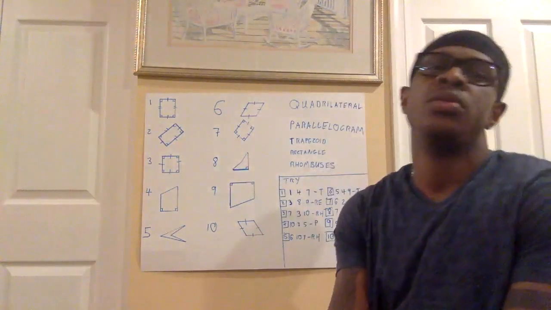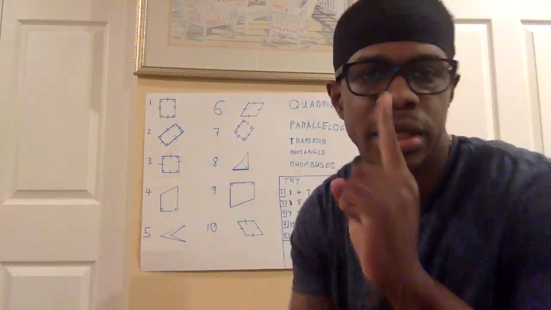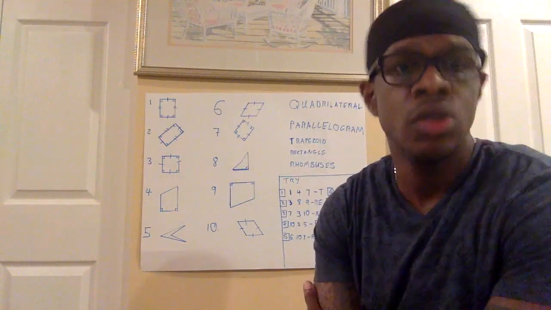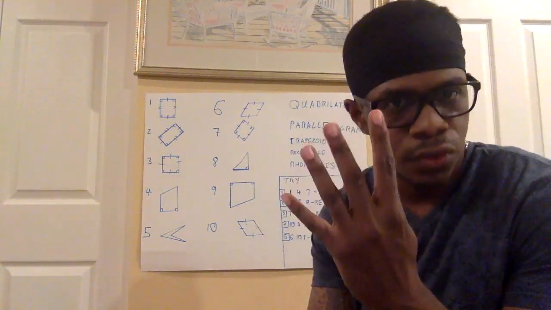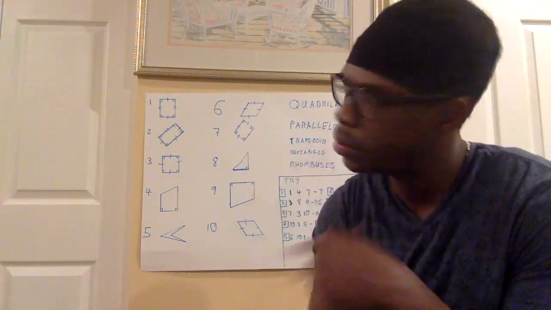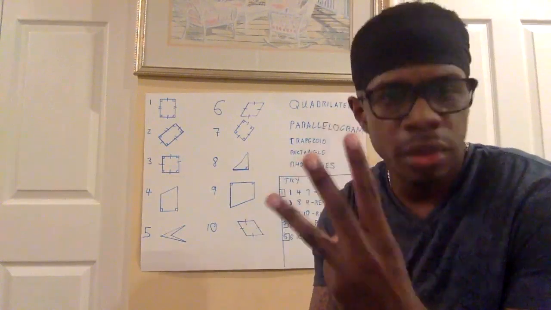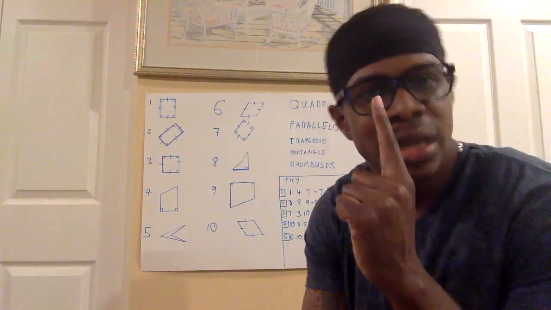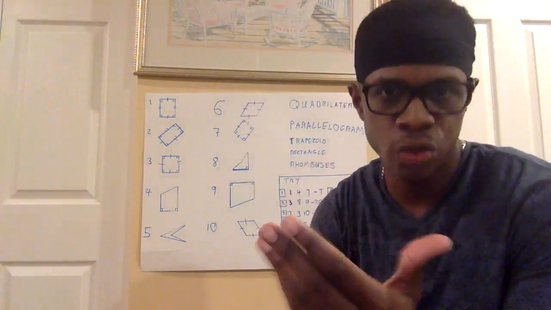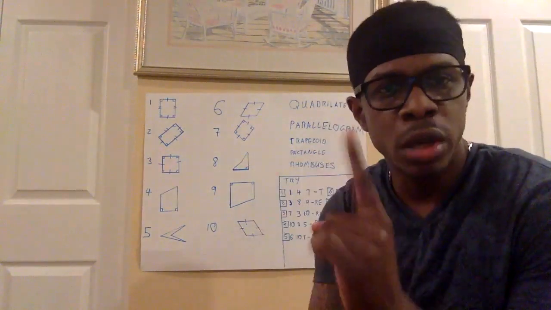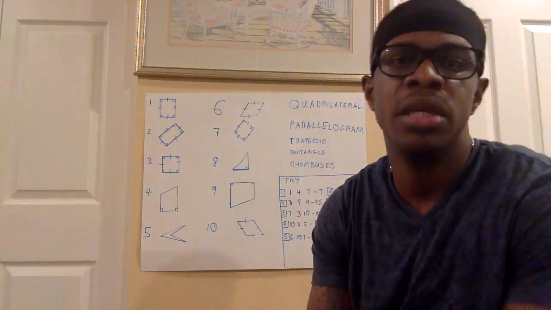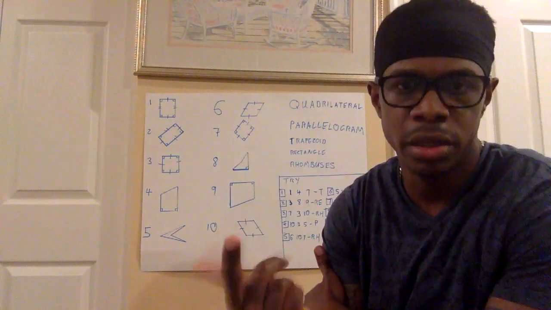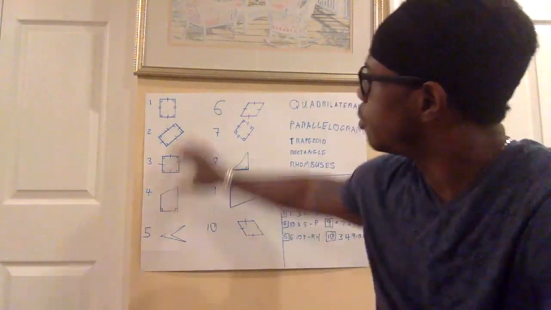Trapezoids. Now, a trapezoid is a quadrilateral that has one pair of parallel lines. So, if you have a quadrilateral, a four-sided figure, with two pairs, it is not a trapezoid. Three pairs, it's no longer a quadrilateral, and it's not a trapezoid. It has to have one pair, like a pair of shoes, one pair of parallel lines, meaning it has exactly two lines that are opposite. One pair of parallel lines.